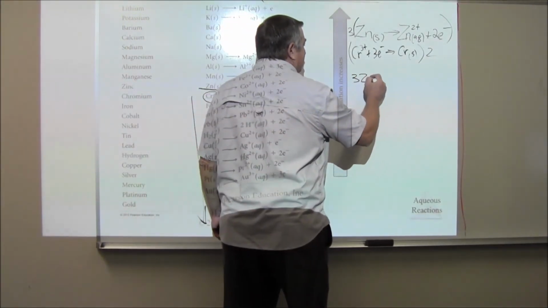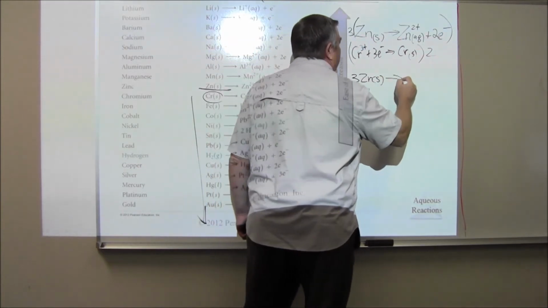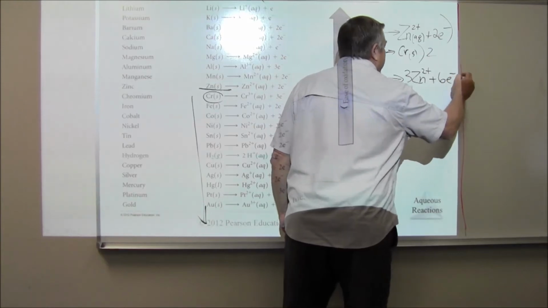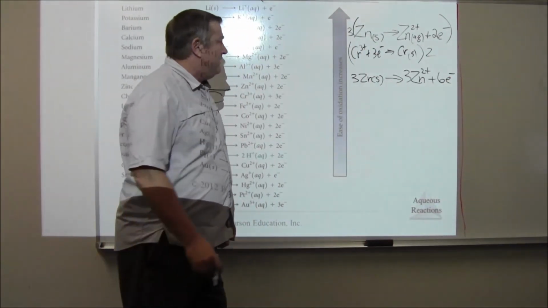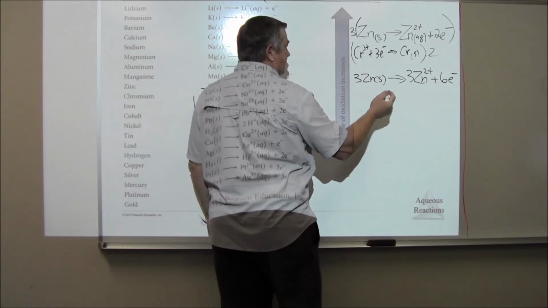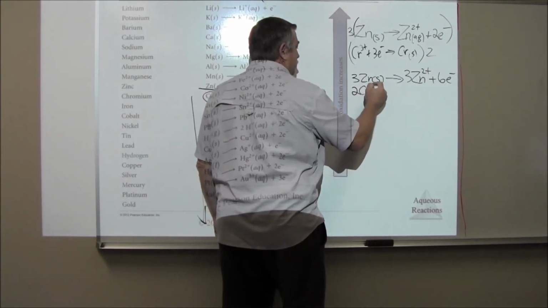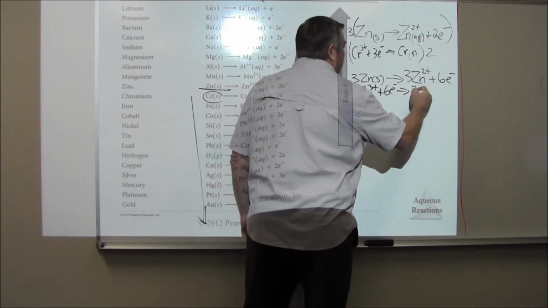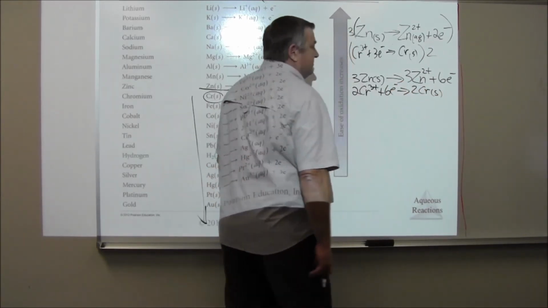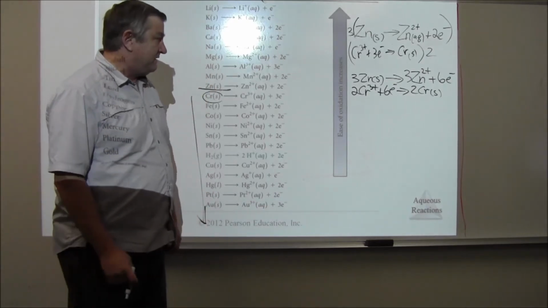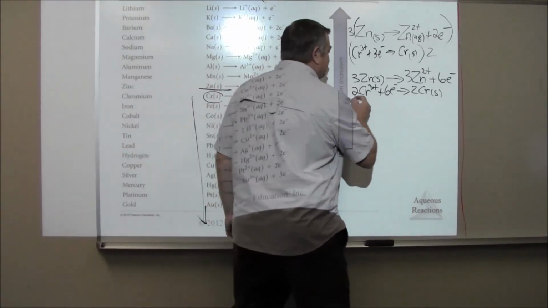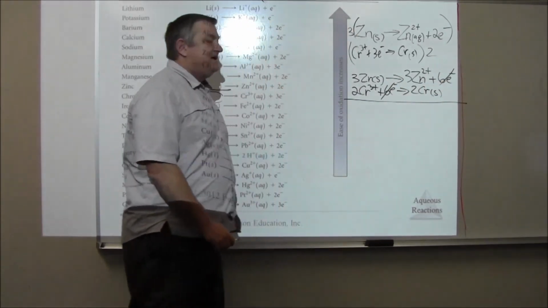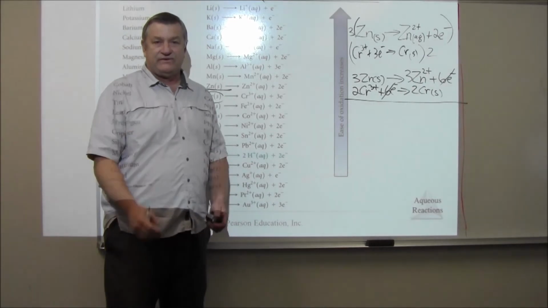We've got 3 zinc solid going to 3 zinc ions plus 6 electrons. Okay? And now we multiply each term here, that's algebra. 2 chromium 3 ions plus 6 electrons going to 2 chromium, 2 moles of chromium atoms, solid metal. And now we can add them. Because when we add them, we can subtract 6 electrons from both sides, and now the electrons lost equal the electrons gained.